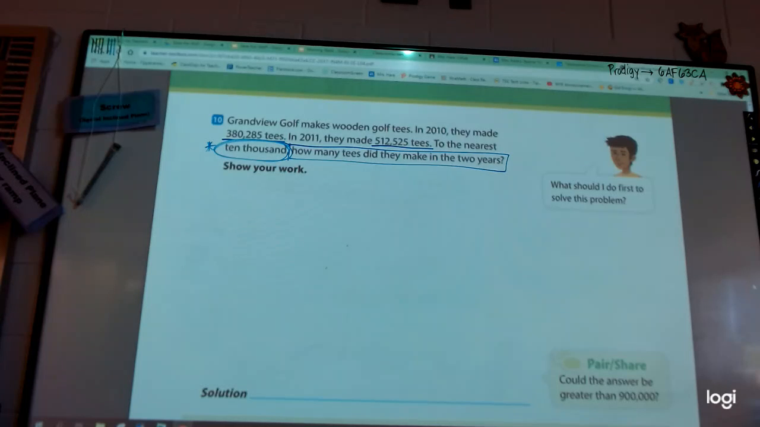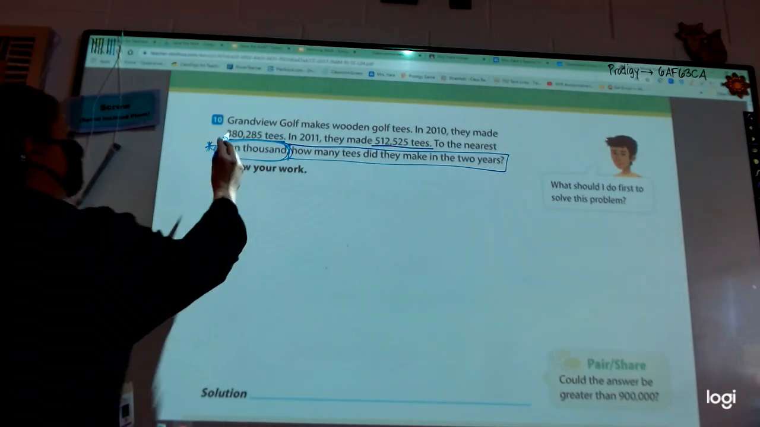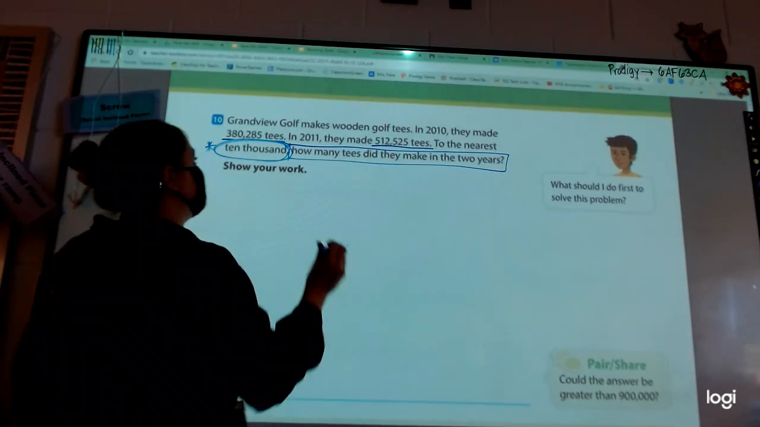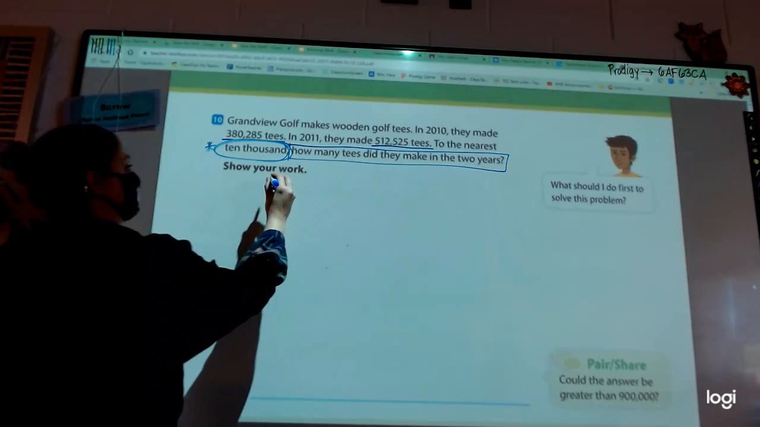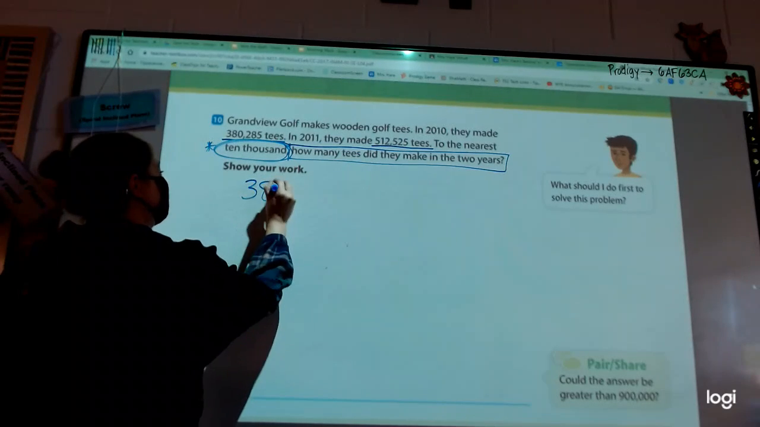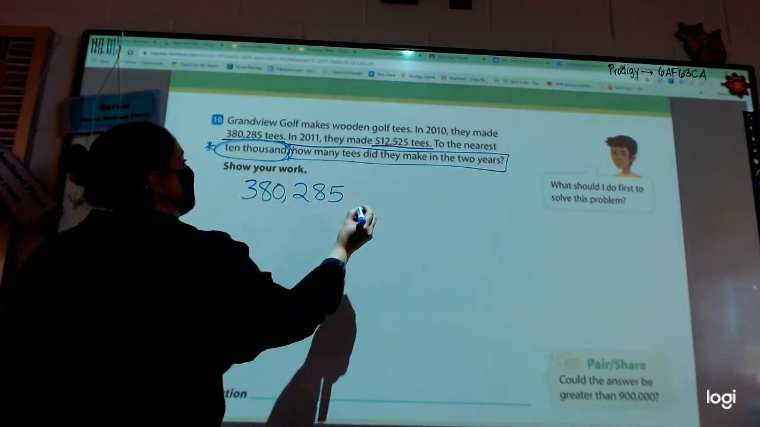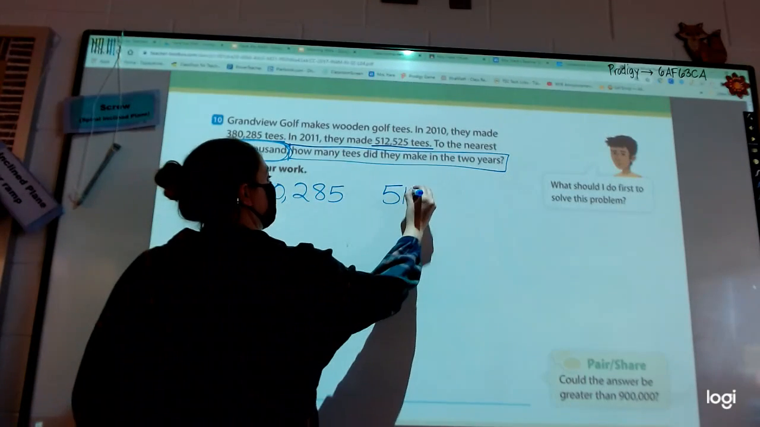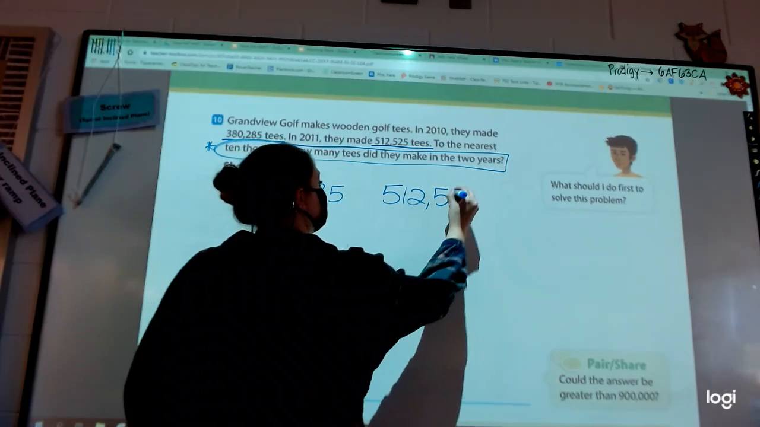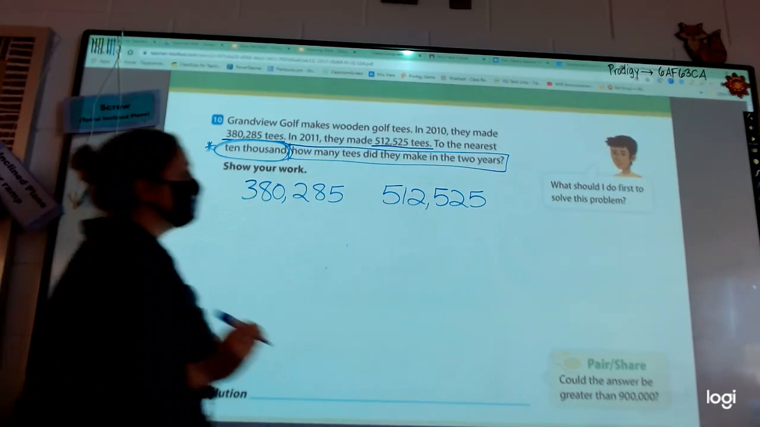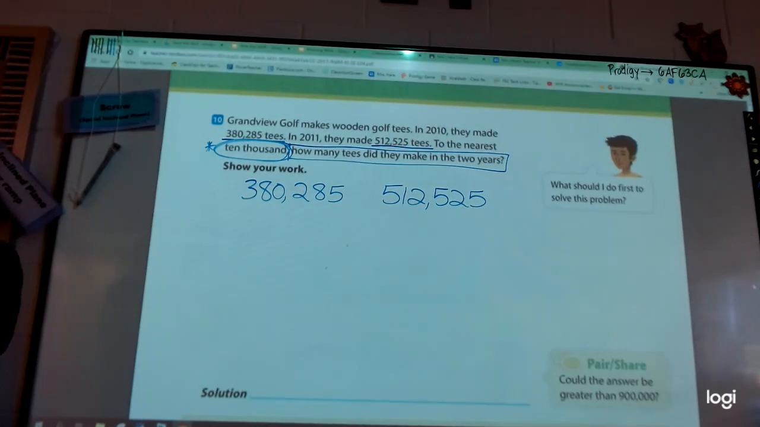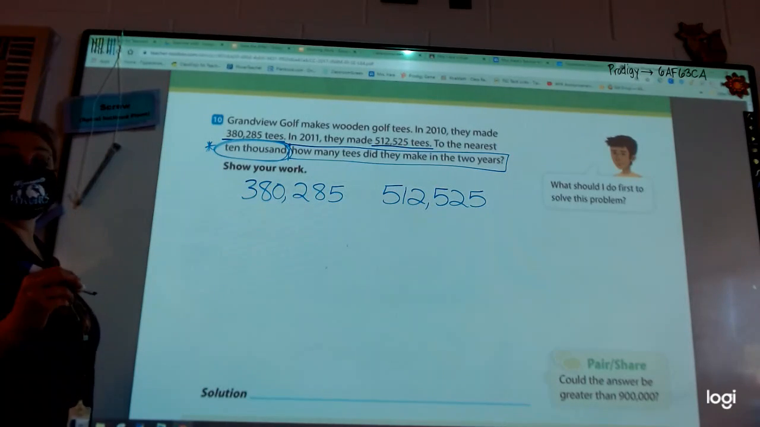All right, so before we do the math, we want to make the numbers easier to work with. So we're going to do our rounding first. Go ahead and copy down both of your numbers, and we need to round them to the nearest 10,000. So we have 380,285 and 512,525. It says 10,000s.